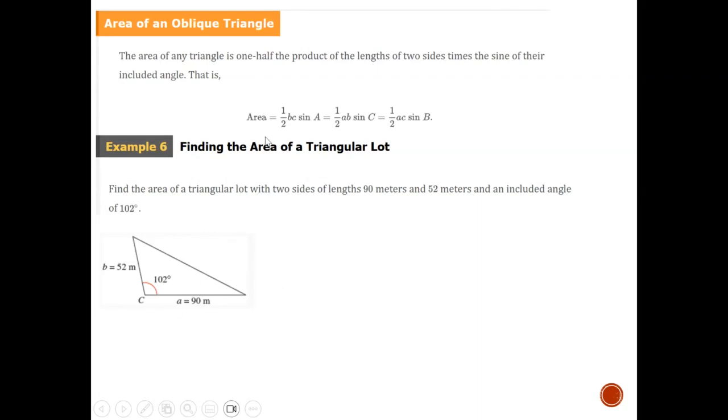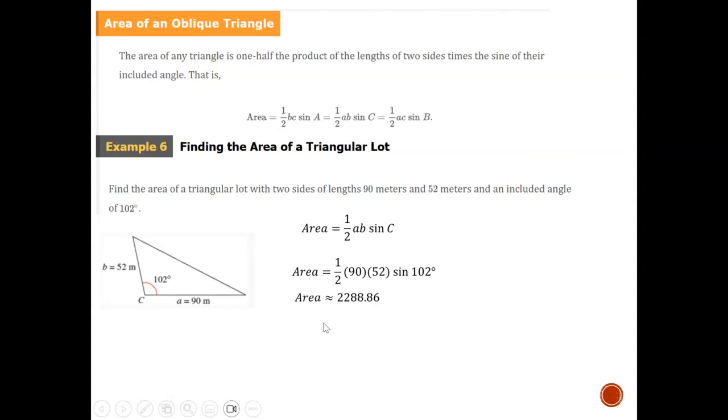So you notice which formula we're going to use from here, right? Because here are three different formulas. We're looking for the area, and they give us side A and B, and angle C. So it's going to be the one in the middle. Let's plug everything in. My A is 90, my B is 52, and my angle C is 102.